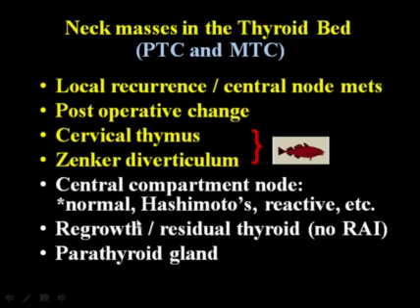Normal lymph nodes, patients with Hashimoto's can have enlarged hypoechoic nodes, and patients can have reactive nodes in the central compartment for other reasons. Regrowth or residual thyroid tissue can be seen if the surgeon has done an incomplete thyroidectomy. Remember, when we talk about a total thyroidectomy, it's really a subtotal thyroidectomy. For the purposes of decreasing morbidity to the recurrent laryngeal nerve, the surgeons are usually compelled to leave small amounts of thyroid tissue behind. Some of this thyroid tissue can regrow depending on the extent of the surgeon's ability to remove the thyroid.